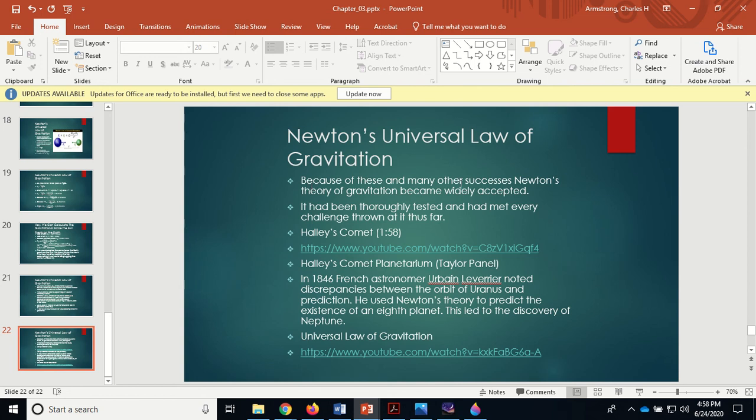Okay, Newton's universal law of gravitation. Because of these and many other successes, Newton's theory of gravitation became widely accepted. It has been thoroughly tested and has met every challenge thrown at it thus far, up until we get into relativity. Our book doesn't go into it, so I don't go into it. A book may go into it later, I don't know. Here's Halley's Comet. Here's a YouTube video about Halley's Comet you can watch.